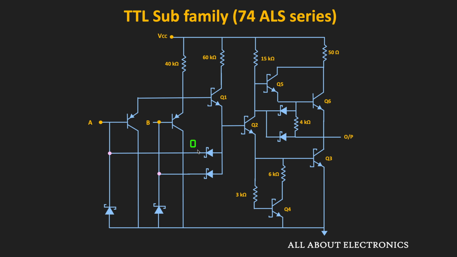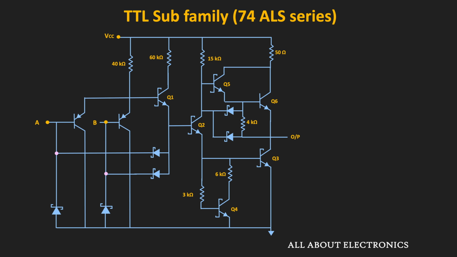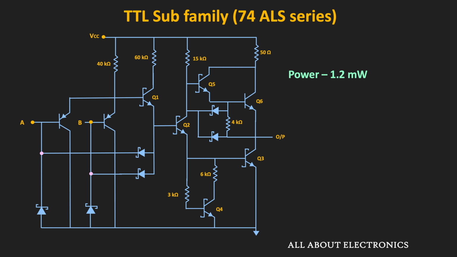Moreover, here these Schottky diodes were introduced to remove the base charge of this Q2 transistor, and due to that it will get turned off faster. And finally, since it is a low power series, so to reduce the power consumption, all the resistor values have been increased. So for the 74ALS version, the typical power consumption is around 1.2 milliwatt. And if we see the speed, then that is roughly around 4 nanosecond. That means the speed power product is equal to 4.8 picojoule. So that is the advanced low power Schottky TTL logic.